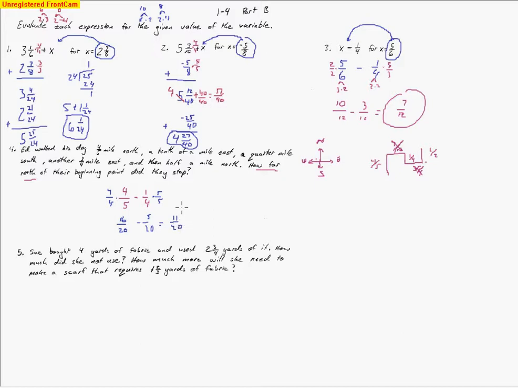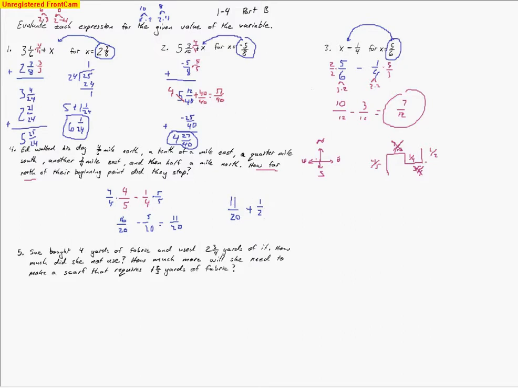So far he's gone 11/20 miles north, but then he went another half mile north. Now since he's going north again, we need to add that. We need to add that amount to the amount that we just had. So we need to add the 11/20 and 1/2.